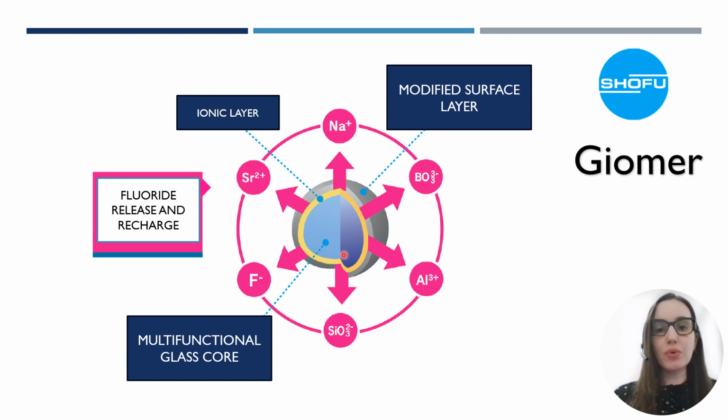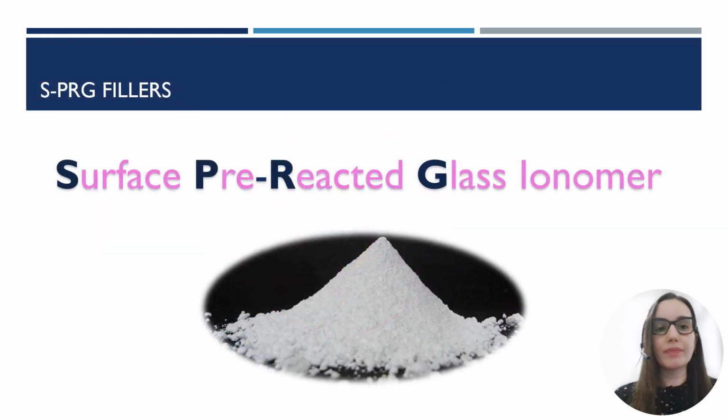SPRG fillers, these particles are incorporated into different materials characterizing Giomer technology. All materials from the Giomer family have as their main characteristic the release of six types of ions: borate, aluminum, fluoride, strontium, silicate, and sodium, each one with its bioactivity property. So this is the SPRG filler, which means surface pre-reactive glass ionomer.